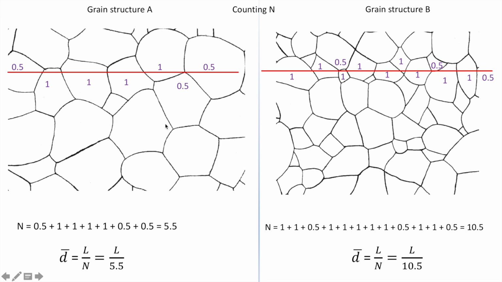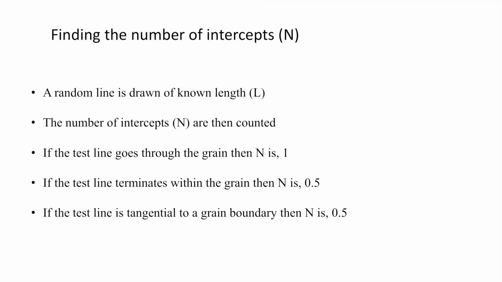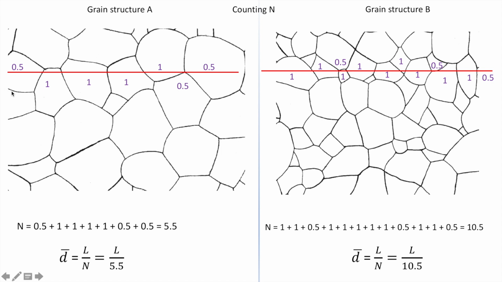So what I've got here is two fictitious grain structures, grain structure A and grain structure B, and we're going to count N. The first thing I've done is draw this red line across the microstructure. Now all I've got to do is count the number of grains that are intercepted by this line. So here's our first grain, and I call this 0.5 because it's terminated within a grain. I can't see the edge of this grain, this boundary. I don't know for sure if this red line is going to intercept this particular boundary here. So I've called it 0.5.